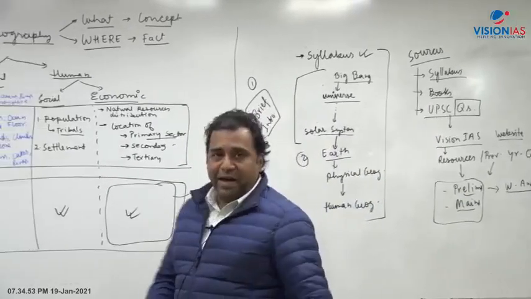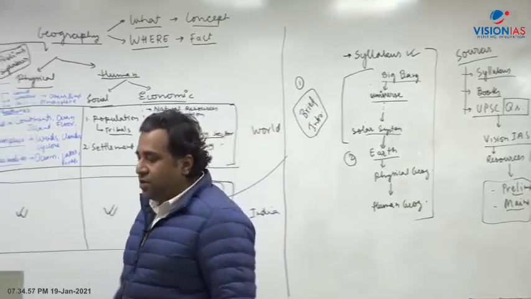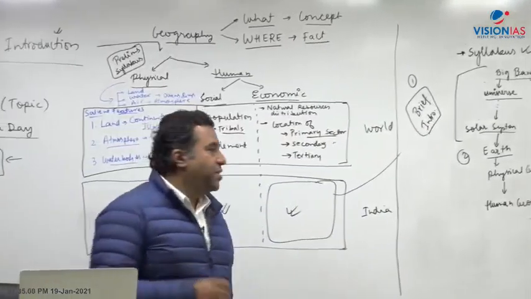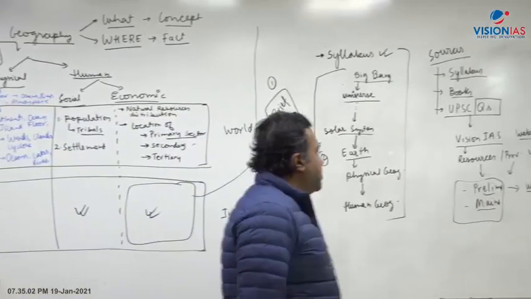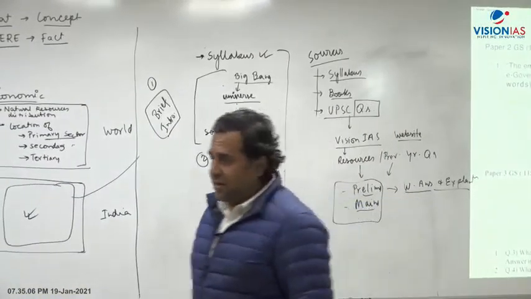Now the next part is map. So map, once I tell you the sources, that's where we'll come to the map part. So, coming to the sources: which are the sources and how do you read your sources? UPSC questions, this part, I hope everyone is clear.